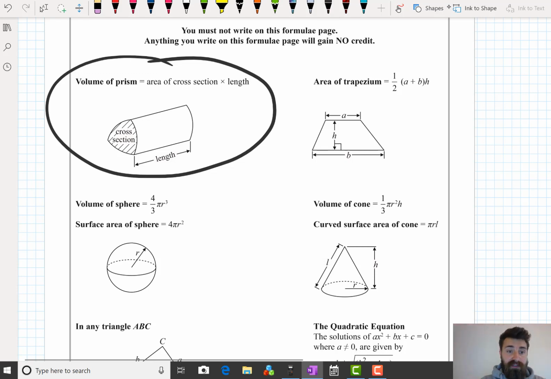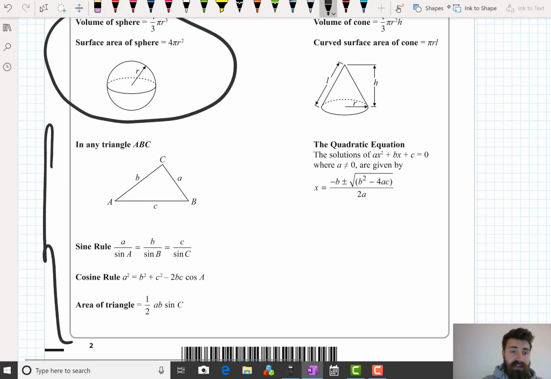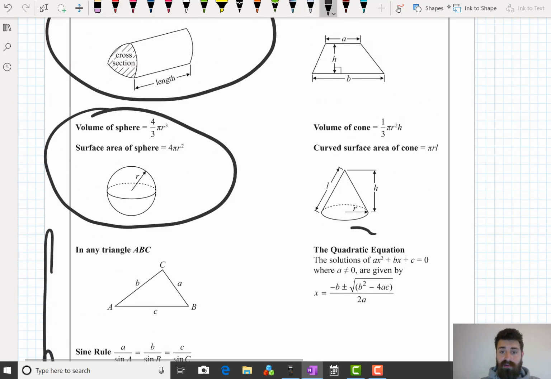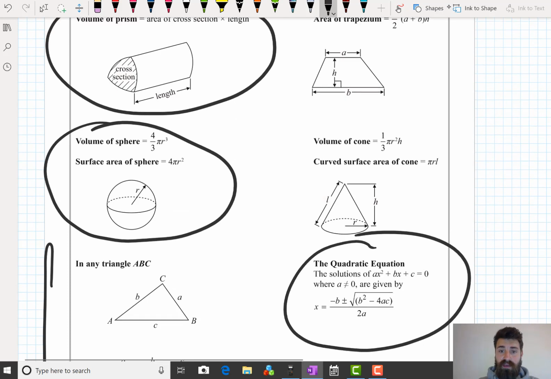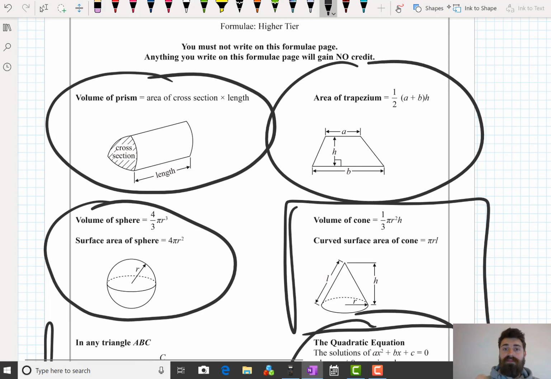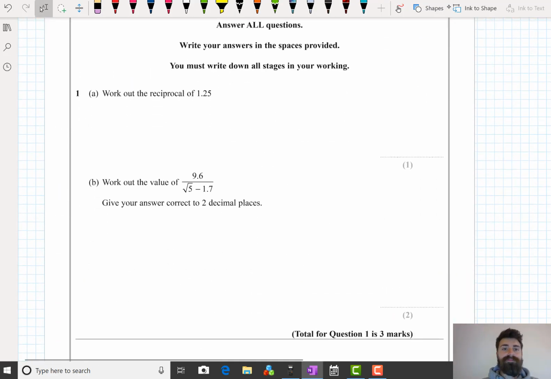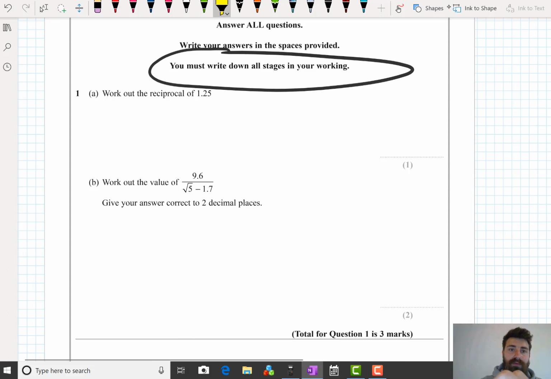Now, so volume of a prism, that might be useful. Volume of a sphere and surface area of a sphere, worth noting. For trigonometry down here, we've got the quadratic equation for solving quadratics. Volume and curved surface area of a cone and area of a trapezium. So a few things just to quickly familiarise yourself with. Might be using those. Answer all the questions. Write your answers down. You must highlight. You must. Write down all stages in your working.